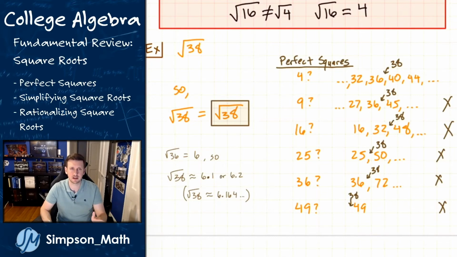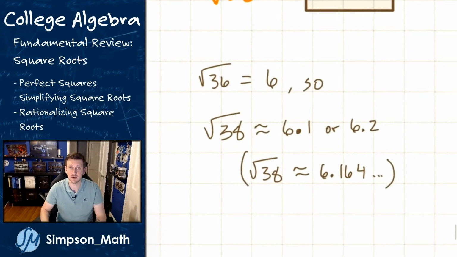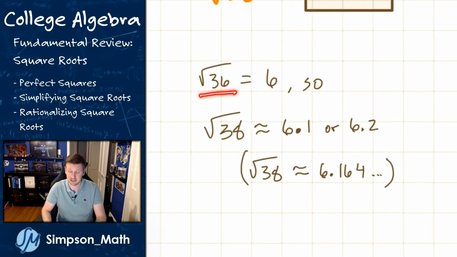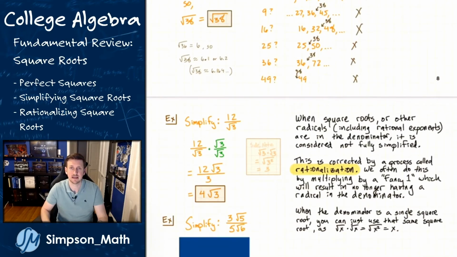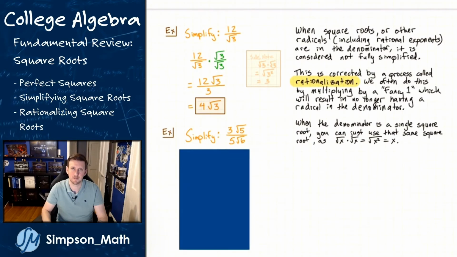All right, so just to be clear, if you had to approximate that, what is that about? Well, I know that the square root of 36 is 6. So the square root of 38 is probably, just guessing, about 6.1, maybe 6.2. Well, it actually turns out that it's between those two. When I use my calculator, I approximated it to be 6.164, and that goes on forever. It never ends. It never repeats. It is irrational. Right?